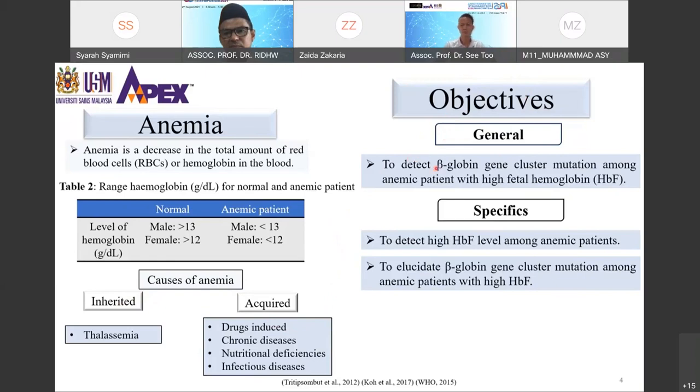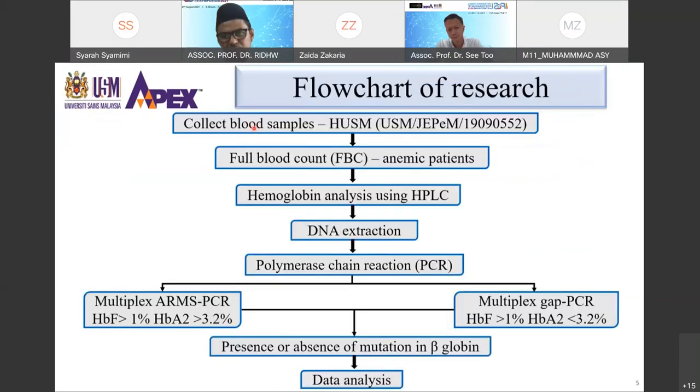For the general, to detect the beta globin gene cluster among the anemic patient with the high HbF. While for the specific, we have two objectives, which are to detect high HbF among anemic patient, and to elucidate beta globin gene cluster mutation among the anemic patient with the high HbF.